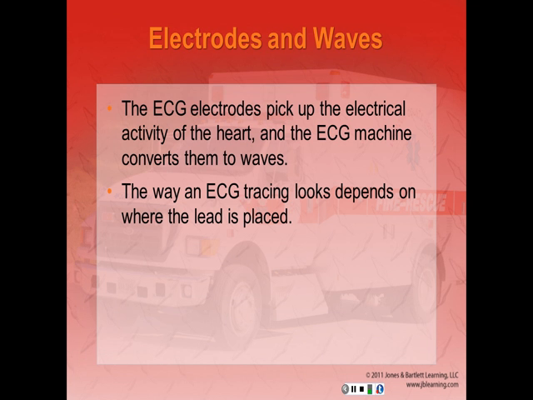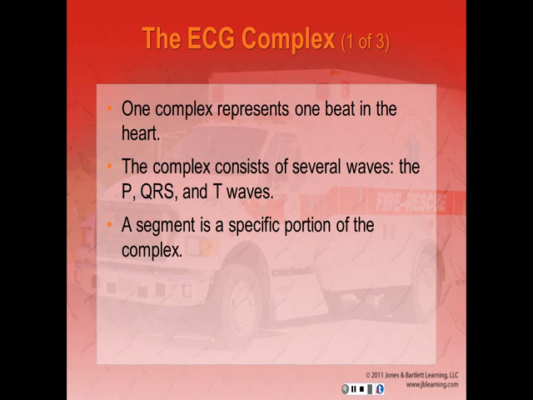The ECG electrodes pick up the electrical activity of the heart, and the ECG machine converts it to a wave. The way the ECG tracing looks depends on where the lead is placed. The ECG complex: one complex represents one beat of the heart. The complex consists of several waves, the P, the QRS, and the T. A segment is a specific portion of the complex.